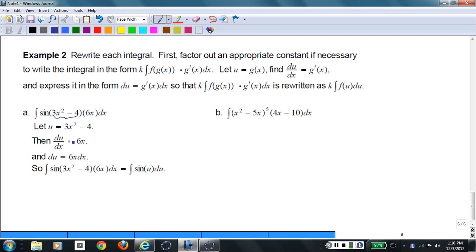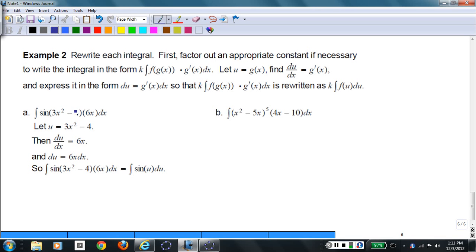Now what we need to see is the derivative of 3x squared minus 4 somewhere else in that integrand, and we have it, the 6x. Without the 6x, this doesn't work. If we had a number different from 6, we'd be okay. But if we don't have that x, it's a real problem, and we won't be able to do this. Take the derivative of 3x squared minus 4: du dx equals 6x, and then multiply both sides by dx, and we have du equals 6x dx.